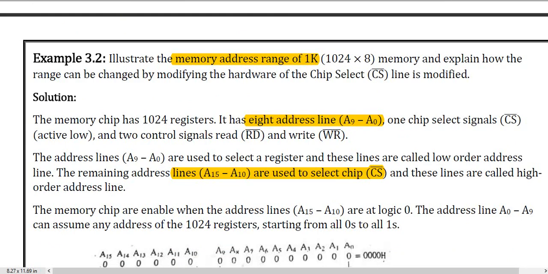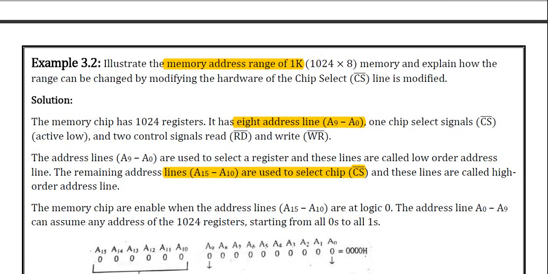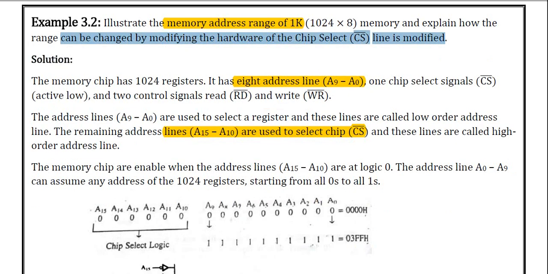Now we are in example number 2. Here we can see that the memory address range is 1 kilobyte. That means 1024 into 8. Explain how the range can be changed or modified and how chip selection lines can be modified.